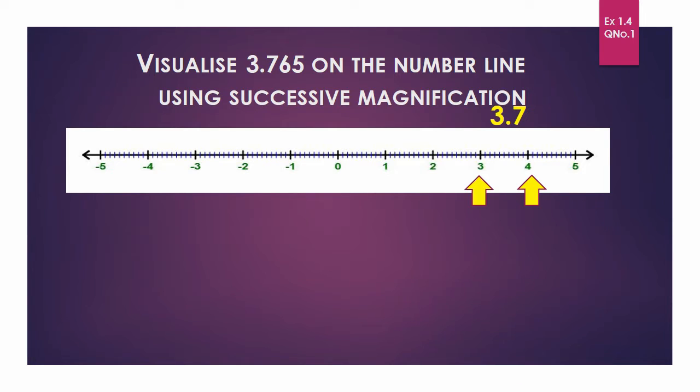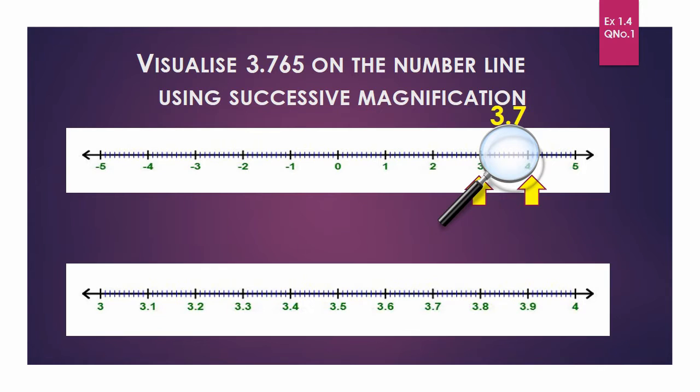Now magnify the portion of the number line which lies between 3 and 4. Divide it into 10 equal parts. The first point to the right of 3 will represent 3.1 and the second 3.2 and so on. Seventh part from 3 represents 3.7. Now we look at the number 3.76. This number lies between 3.7 and 3.8.